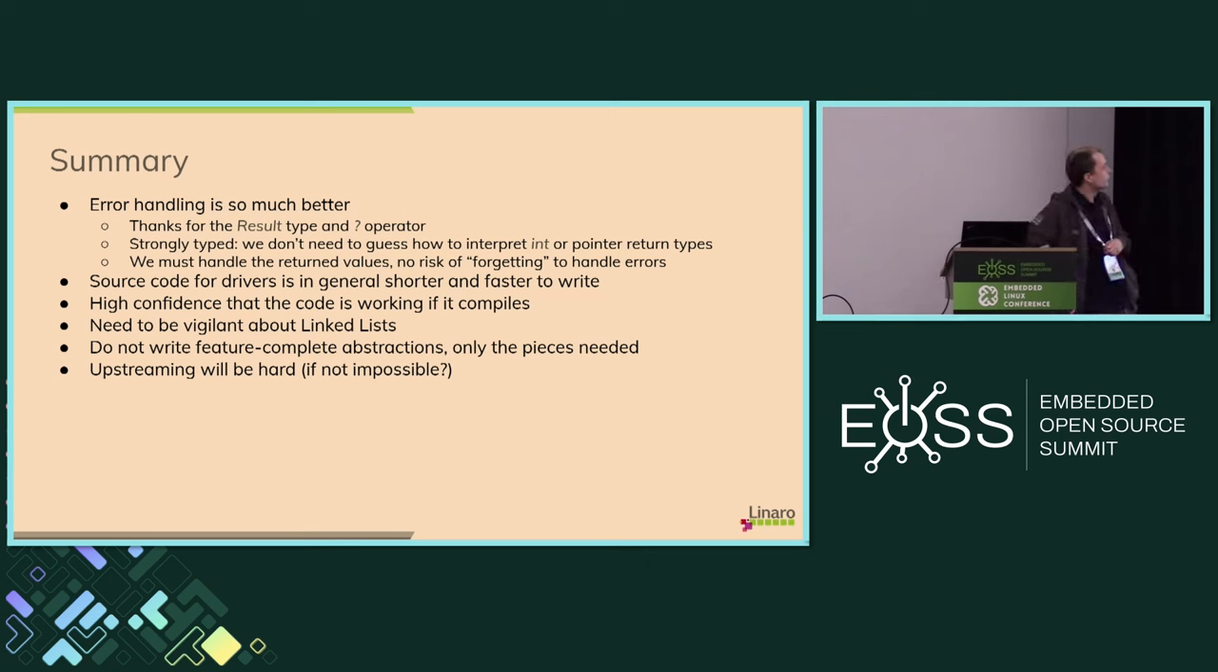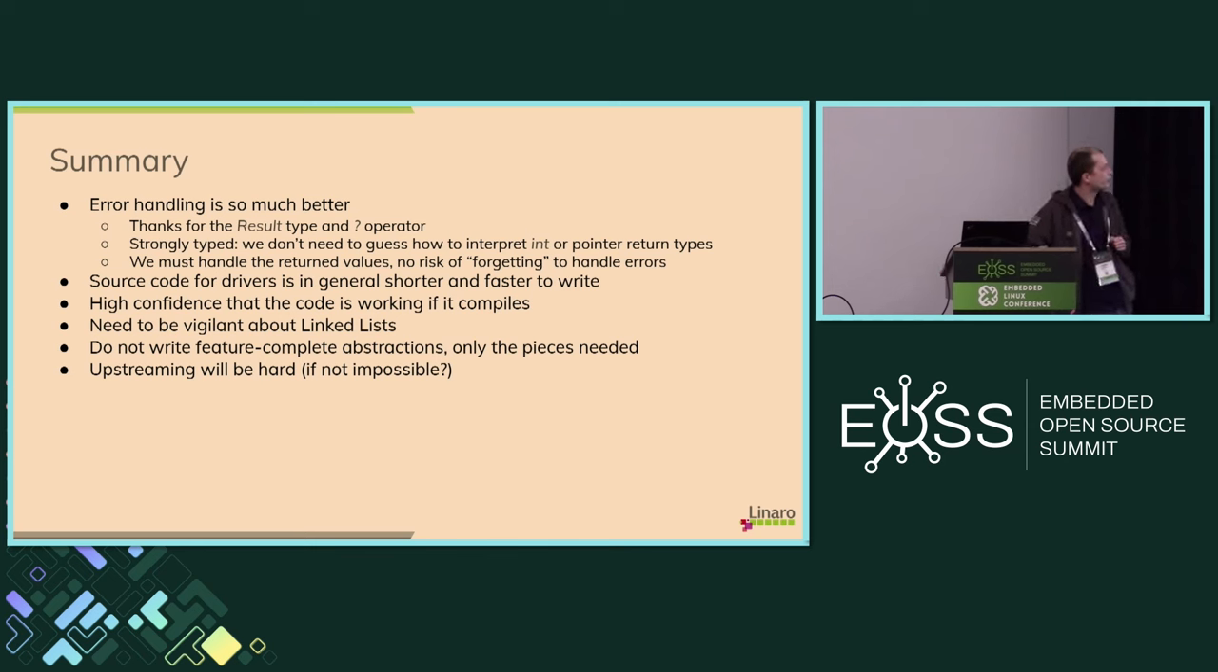Most of the code that I've written, I had the same code in C before, so I was able to compare how much time it was taking me to write in C and Rust. It was much faster to write in Rust than in C. And the source code was much shorter, sometimes by 50%, which is pretty nice.